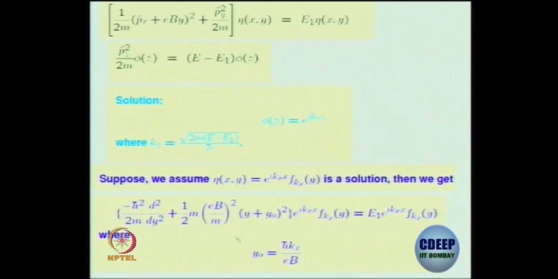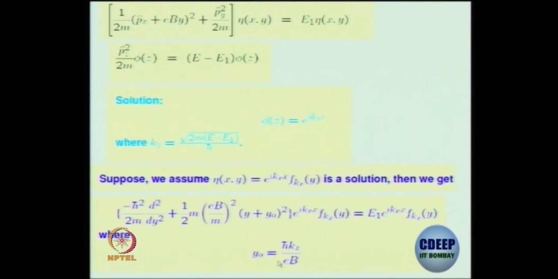But you can read off from here that there is a frequency, omega squared is (eB by m) the whole squared, and it is a shifted oscillator with the shift y naught dependent on the x component quantum number Kx and inversely proportional to the magnetic field.